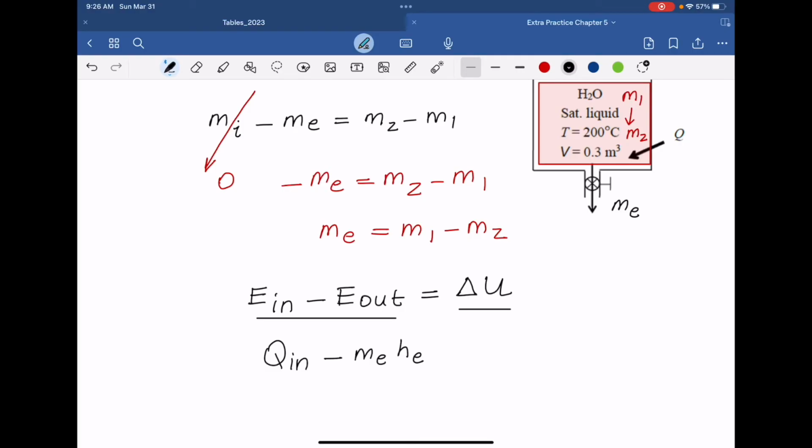And then this is causing a change in the energy of our system, but we have two different masses this time. It's unlike a closed system where mass was constant. Here in the unsteady flow device, mass is changing. So you need to define two different energies for the state, U2 and U1 here.